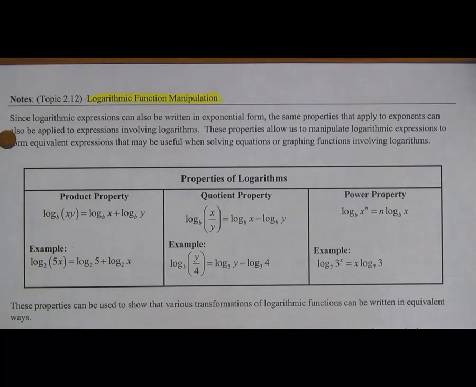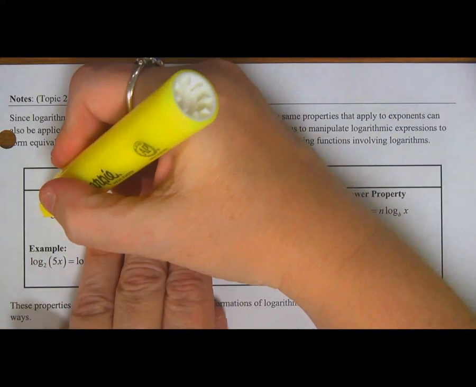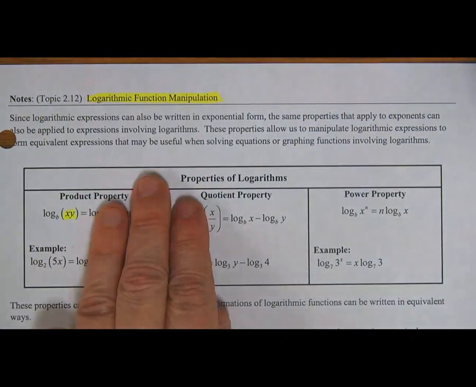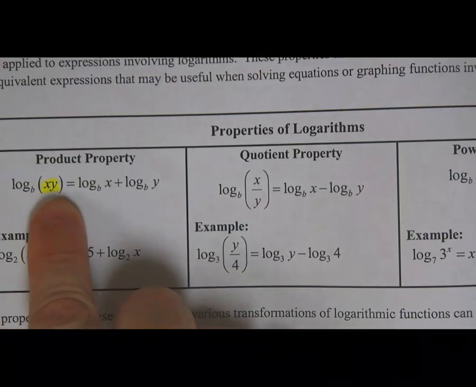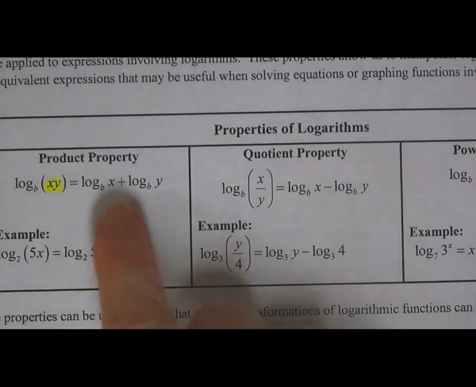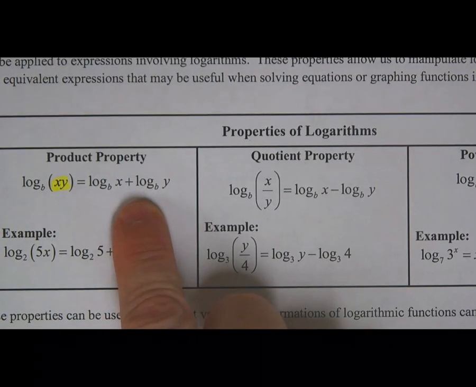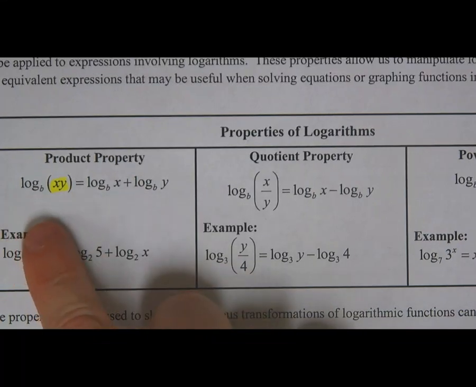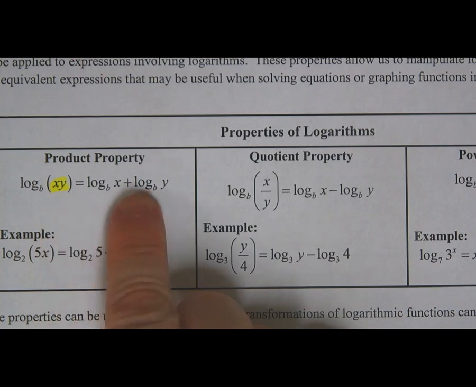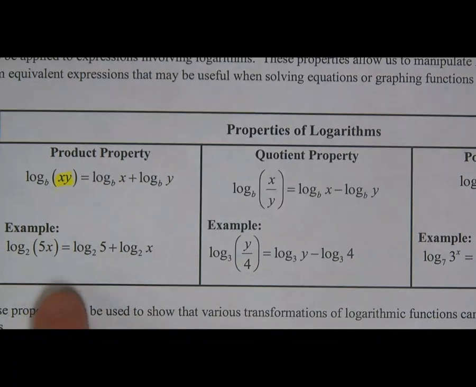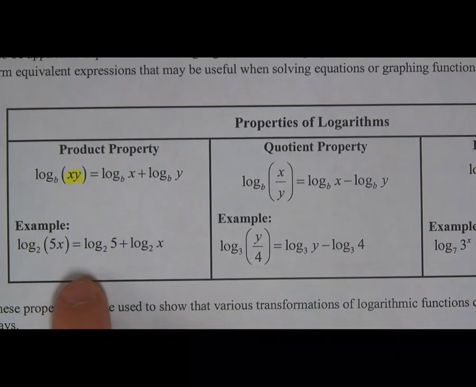So this is called the product property. And it says if you have a log of a product, two things that are being multiplied together, let me zoom in just a tad, you can do what we call expand that out into two different logs that are being added together. So stare at this for just a second. Log base b of x times y can be expanded out into log base b of x plus log base b of y. And here's an example right underneath here with actual numbers in it.